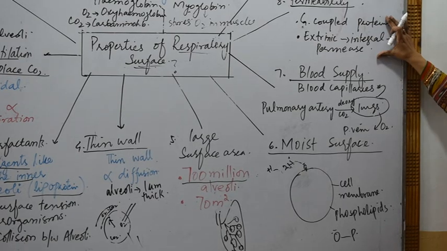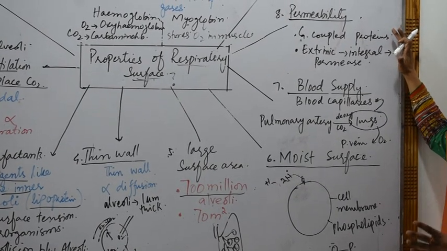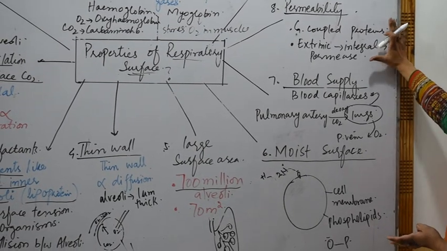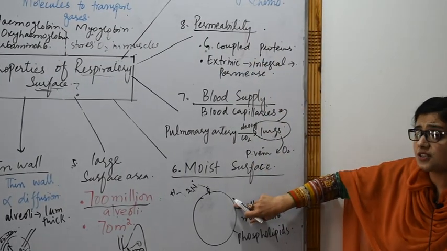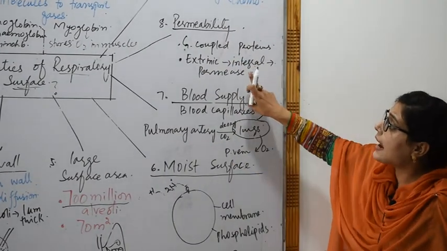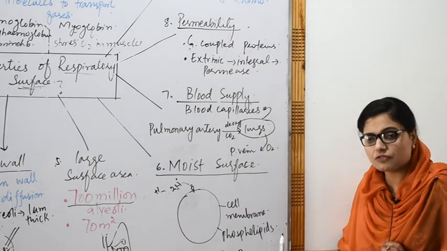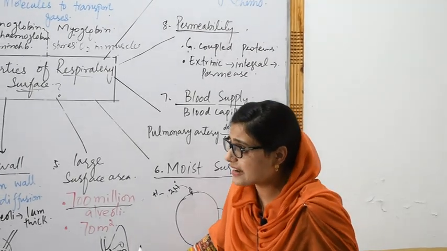If the surface is not permeable, meaning it does not allow anything to pass in and out, then the surface could not be efficient in diffusion. So here the extrinsic G-coupled proteins on the plasma membrane are the transmembrane protein receptors, and the permeases on the plasma membrane help to increase the permeability of the plasma membrane of the alveoli or of the respiratory surface.